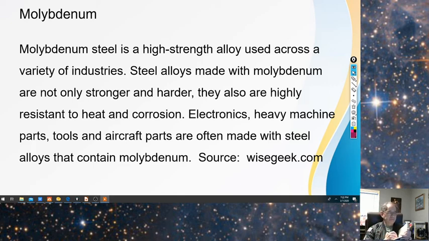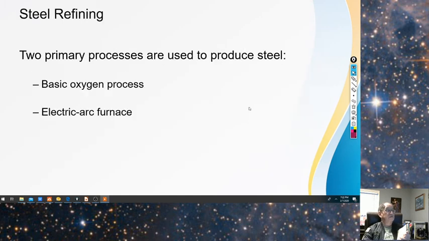Okay, so molybdenum steel. I'm going to say know the first two lines. Because we want to know that it's high strength, used across a variety of industries, and steel alloys made with this molybdenum are not only stronger and harder, they're also highly resistant to heat and corrosion. Just that. And then two primary processes. Know the two.